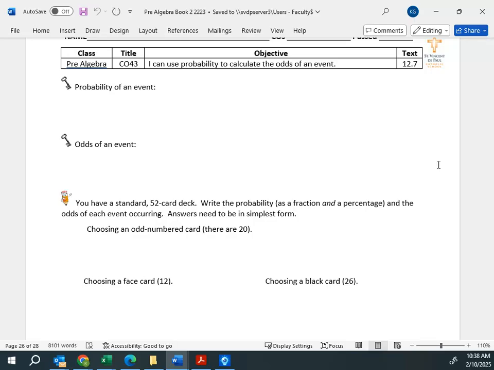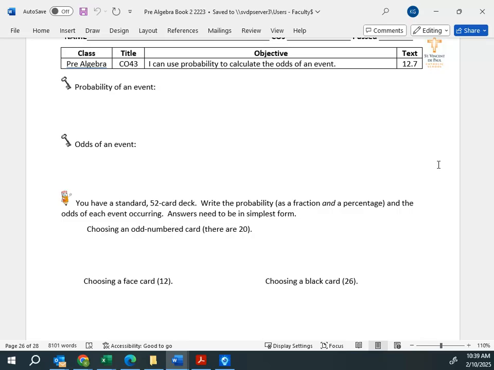Who can remind me, when we're writing probability, what do we put on the top and what do we put on the bottom? If you don't remember, flip back. When we first did CO40, what was on the top? David? What you want to happen, your desired outcomes. What's on the bottom? What could happen, or all of the possible outcomes. So desired outcomes over possible outcomes, right?